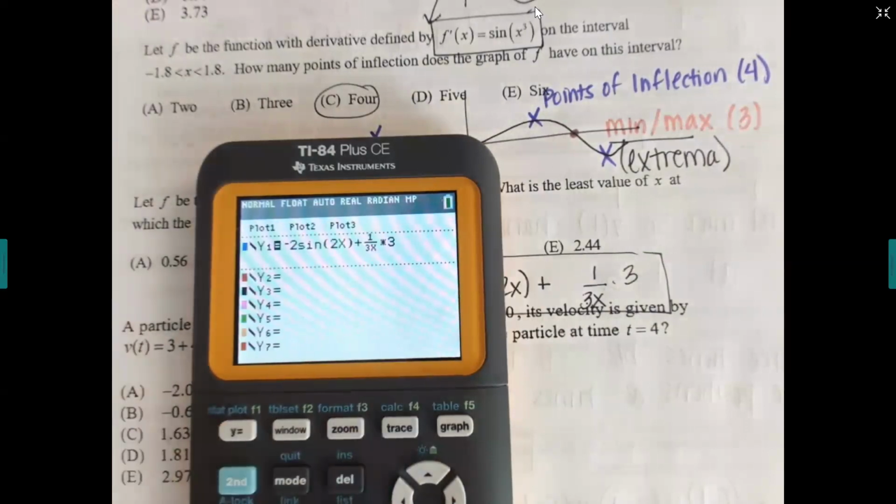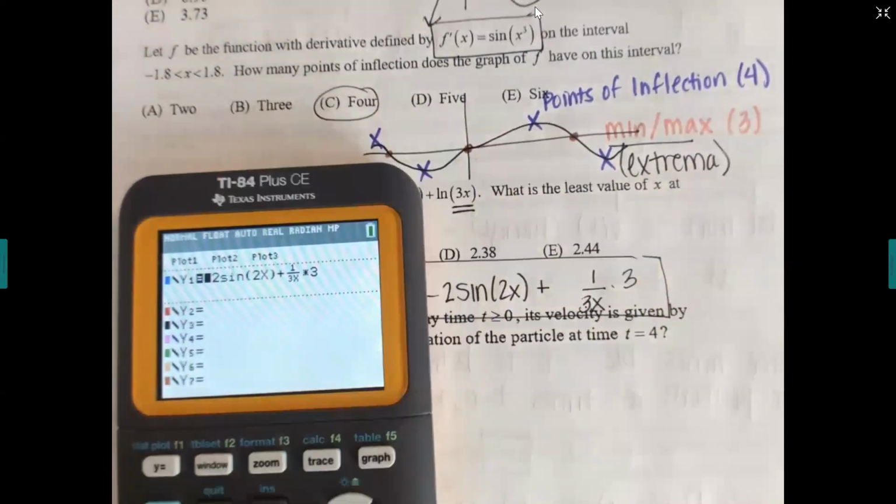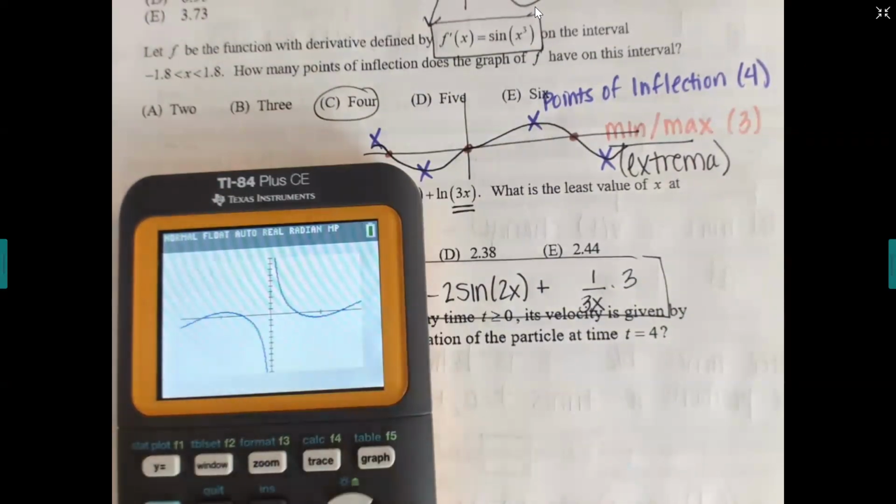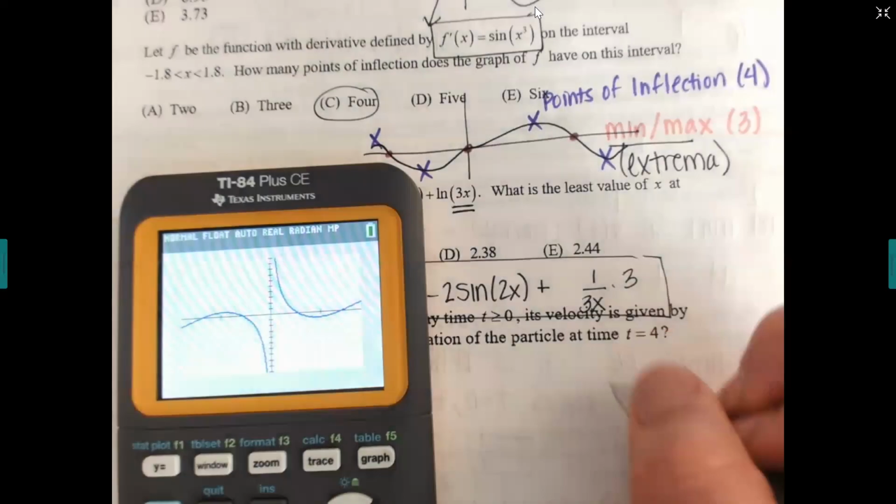Sure. -2 sine 2x +1/3x times. It should be in radian mode, correct? Yep. You want me to look at it? Okay, let me see it.